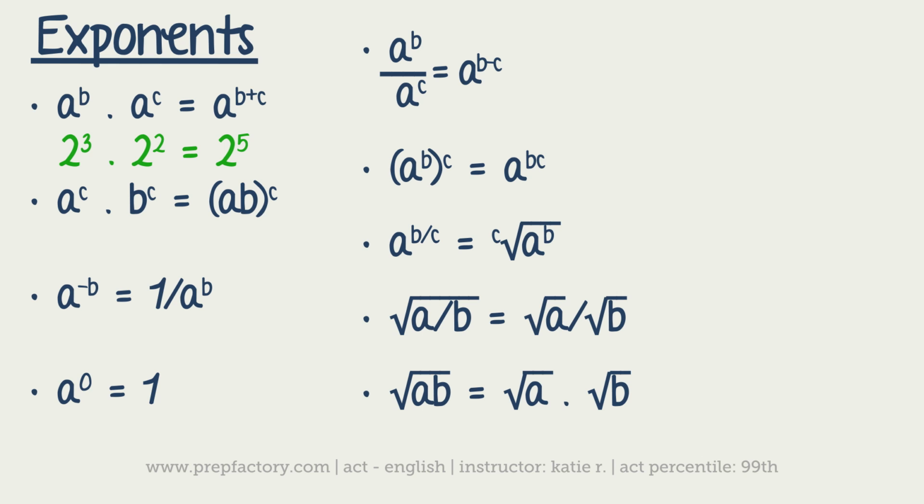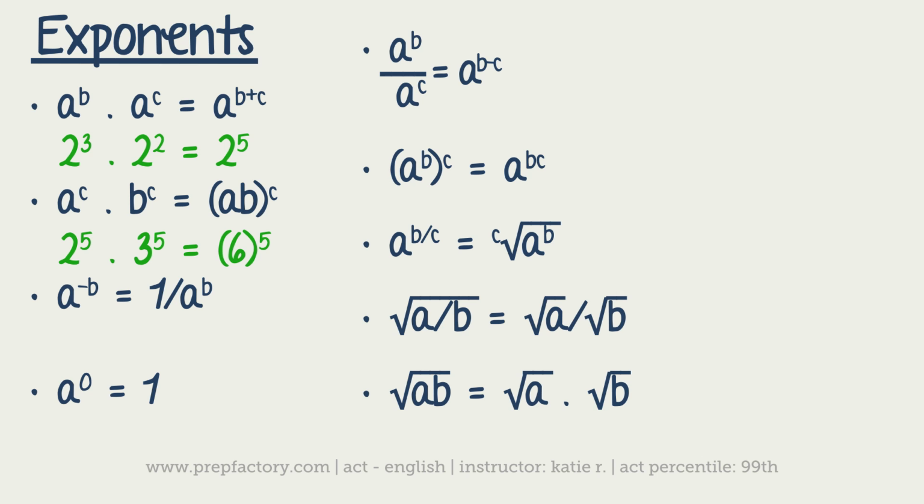Okay, your next one below that is a to the c times b to the c equals a times b to the c. So if we had 2 to the fifth times 3 to the fifth, then all we have to do is multiply our 2 and our 3. So then we have 6 to the fifth. And again, whenever you get stuck on these, if you just write out all of your numbers, it'll make it a lot easier to see.